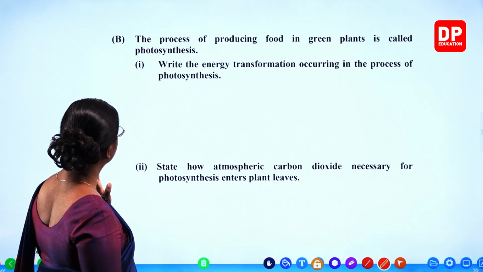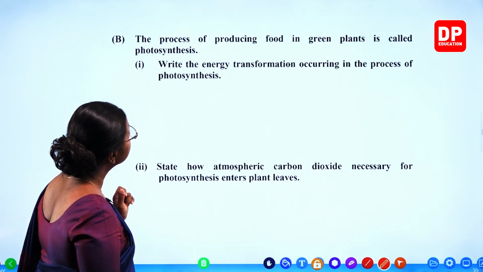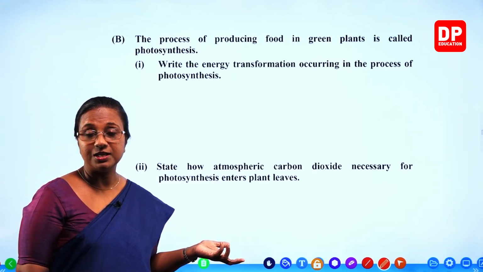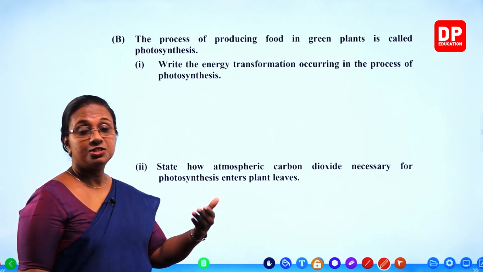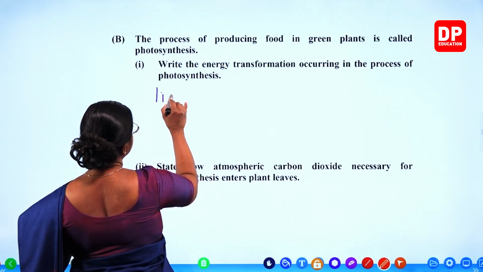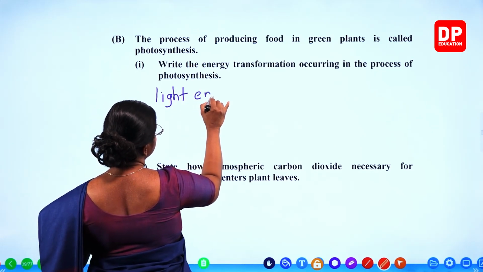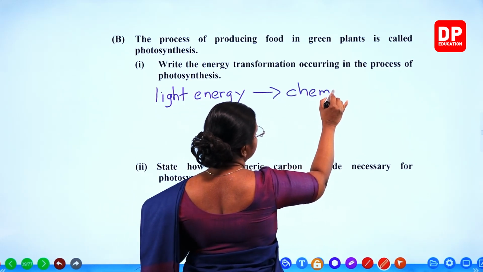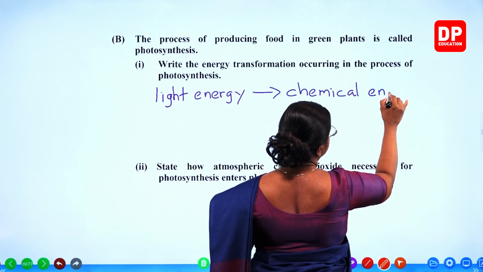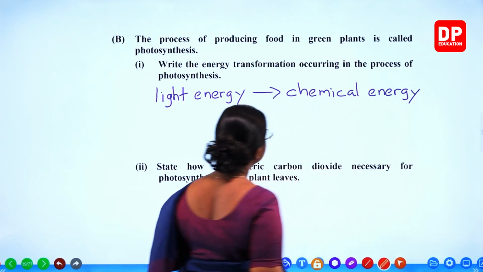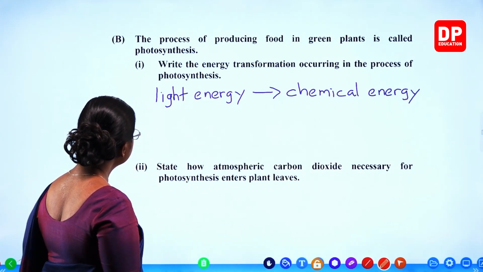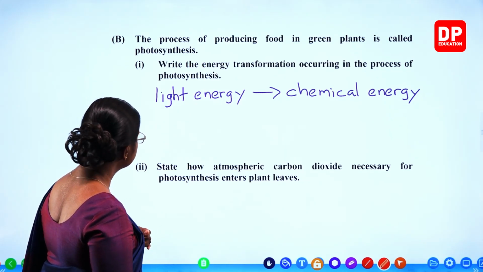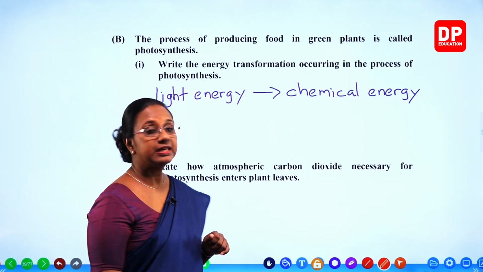So, the question related to that. First part, write the energy transformation occurring in the process of photosynthesis. What I just mentioned, it is light energy to chemical energy. Light energy to chemical energy. Then the second one, state how atmospheric carbon dioxide necessary for photosynthesis enters plant leaves.